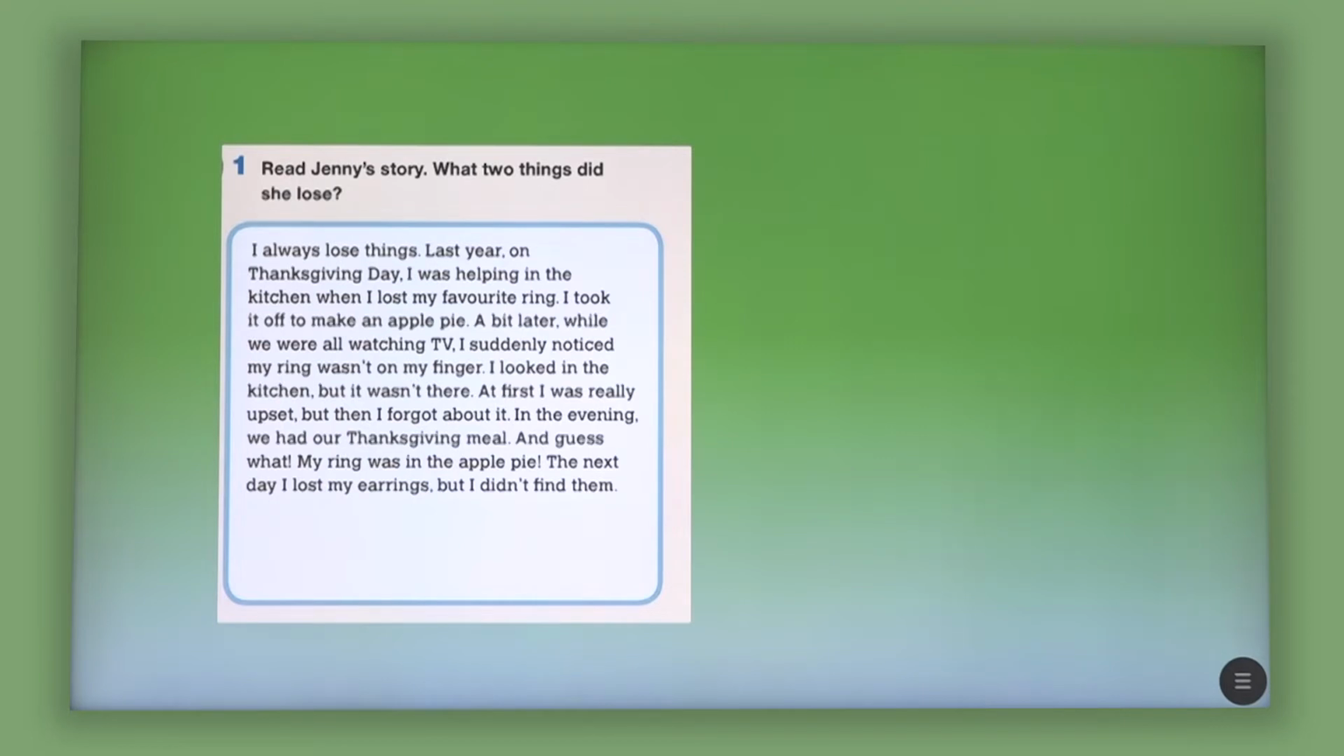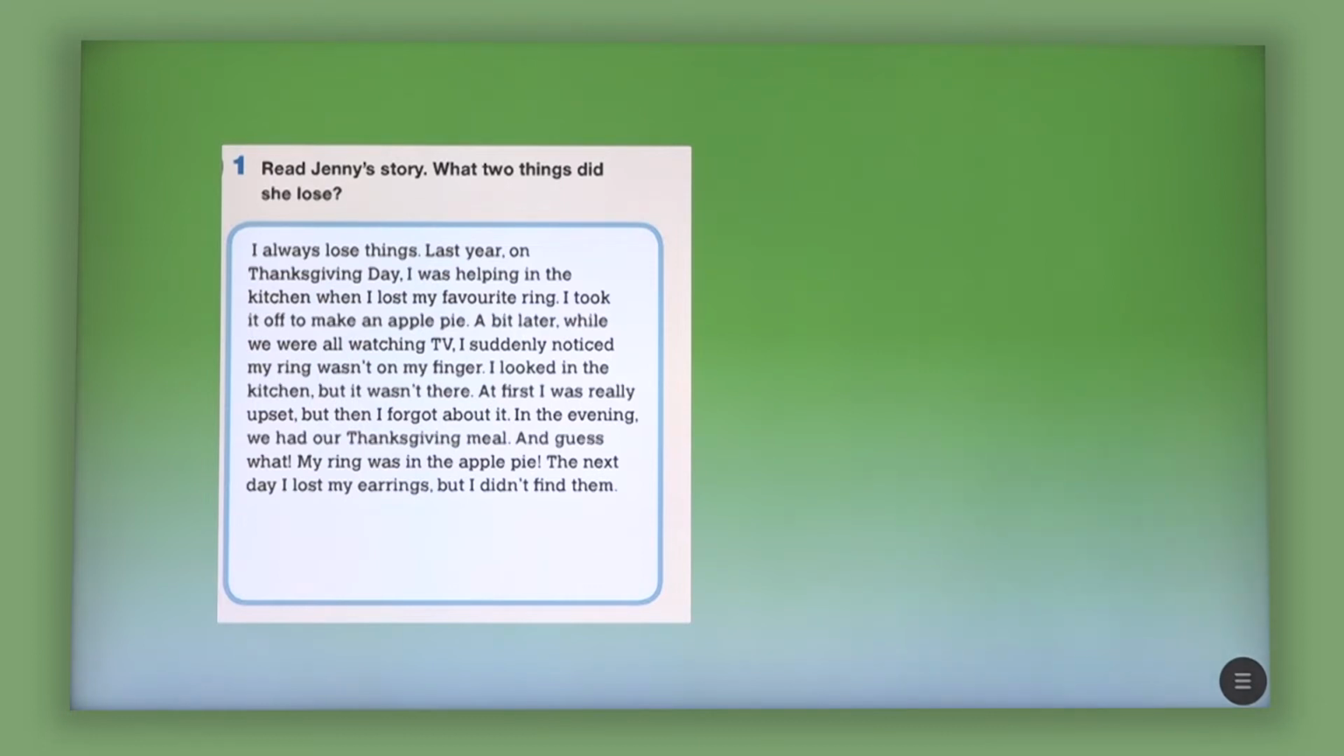In the evening, we had our Thanksgiving meal, and guess what? My ring was in the apple pie. The next day, I lost my earrings, but I didn't find them.